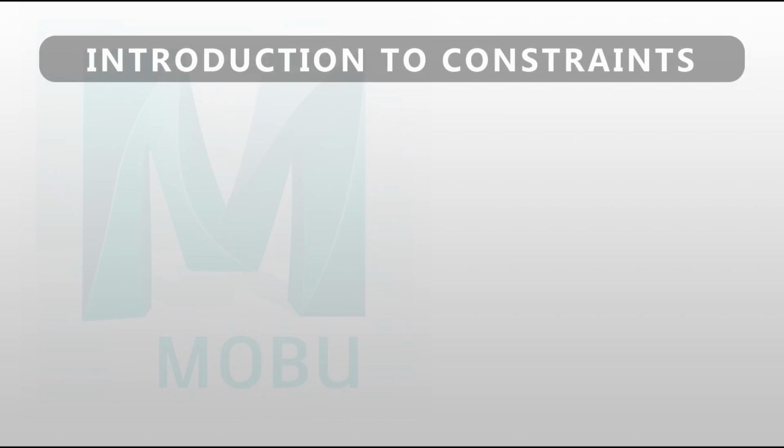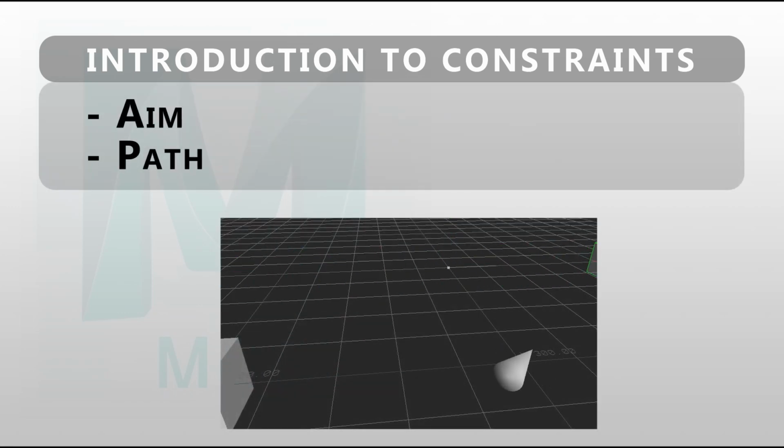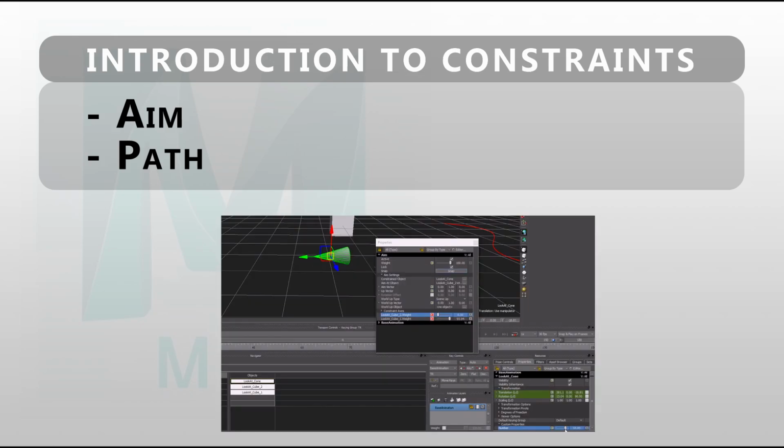In today's video, I want to give you a quick introduction to constraints in MotionBuilder. I want to show you the aim constraint, sometimes known as the locate constraint, and also the path constraint. It's also a good opportunity to see how to make a weight switcher. So without any further ado, let's jump into it.